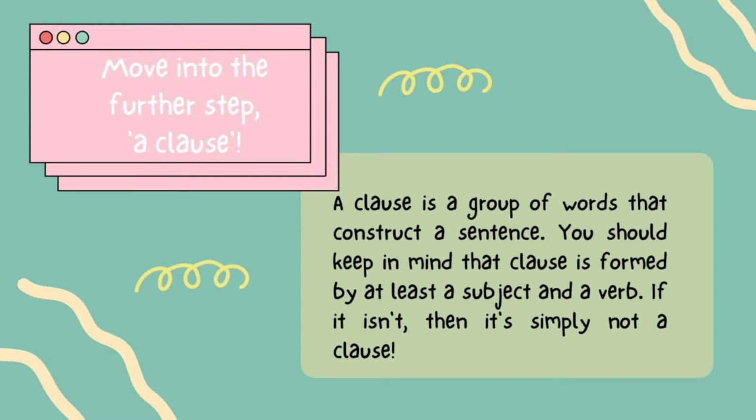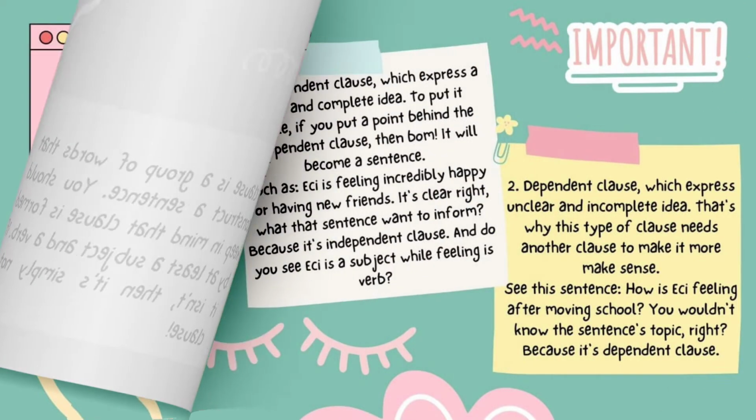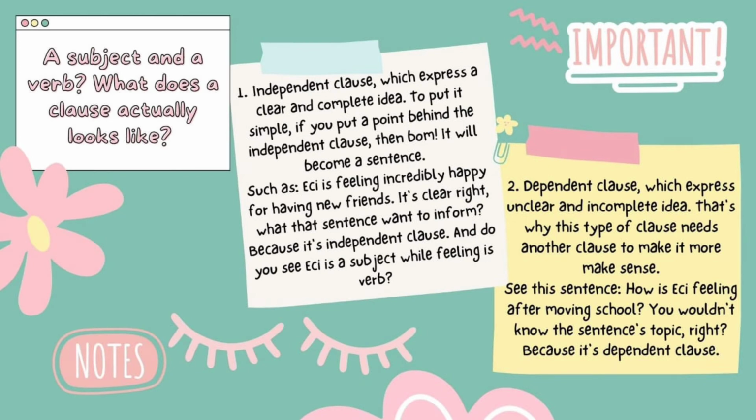Moving to the next step, a clause. A clause is a group of words that constructs a sentence. You should keep in mind that a clause is formed by at least a subject and a verb. If it is not, then it's simply not a clause. A subject and a verb. What does a clause actually look like?